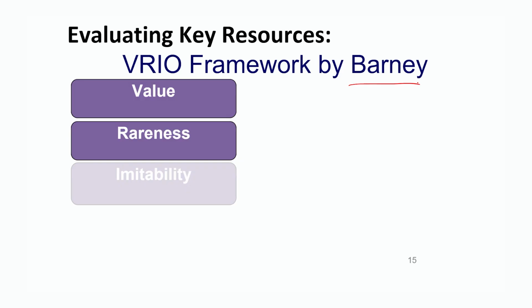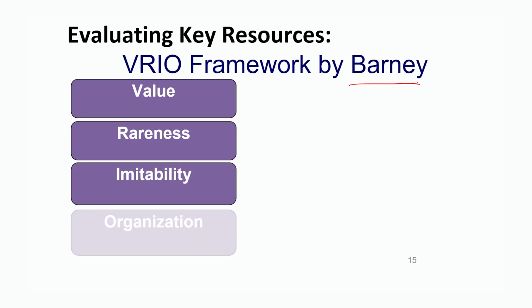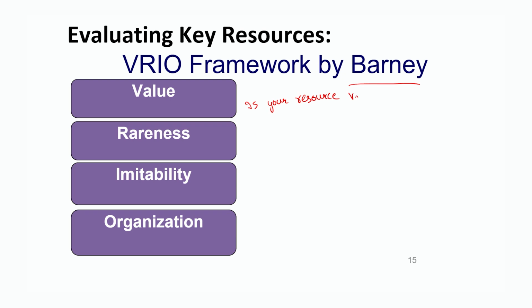Now, once we have identified the resources in a particular organization, we need to assess whether that particular resource will give us sustainable competitive advantage or not. For that, we use a framework which is known as the VRIO framework, which was given by Barney. According to this framework, you are required to evaluate all your resources along 4 dimensions. Number 1, valuable. Is your resource valuable?